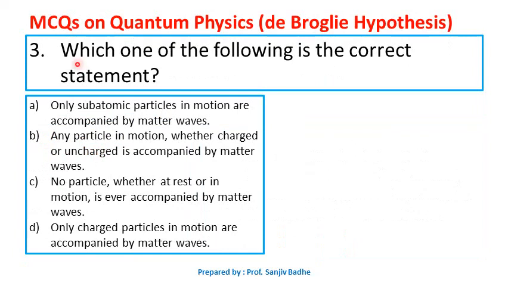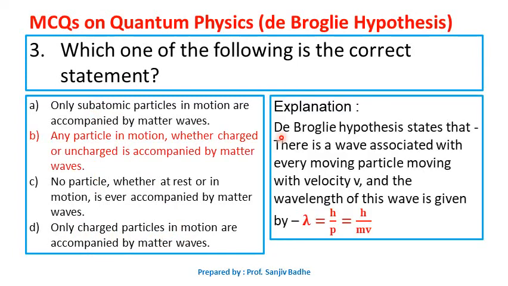Let us move on to the next one. Which one of the following is the correct statement? The statements are: only subatomic particles in motion are accompanied by matter waves. Next statement is: any particle in motion, whether charged or uncharged, is accompanied by matter waves. Next statement is: no particle, whether at rest or in motion, is ever accompanied by matter waves. And last statement is: only charged particles in motion are accompanied by matter waves. So which one of these 4 statements is the correct statement? That is the question.